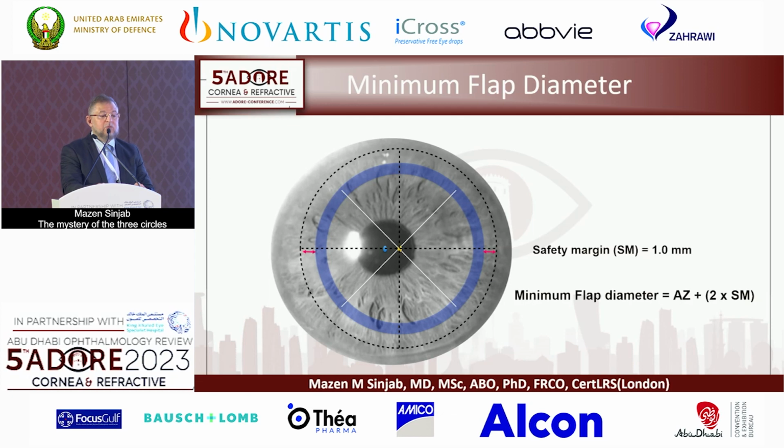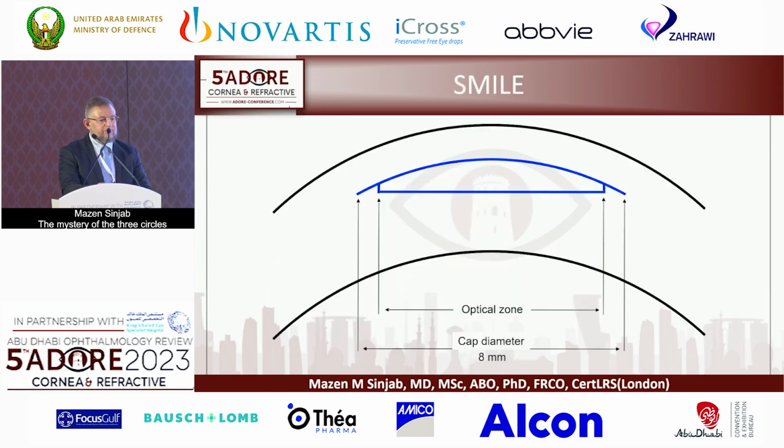As well, we have to calculate the minimum flap diameter in order to avoid out of the bed ablation. So it will be at least 1 millimeter away from the laser profile. So the minimum flap diameter is the ablation zone plus 2 millimeter. So this is the minimum flap diameter.